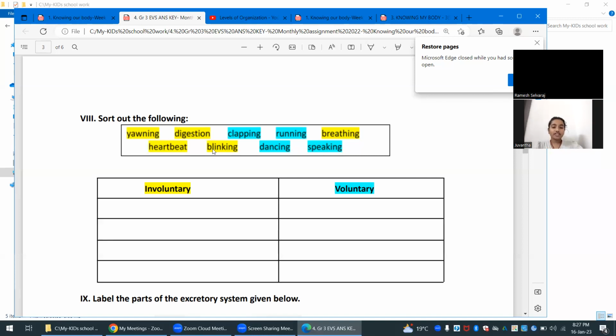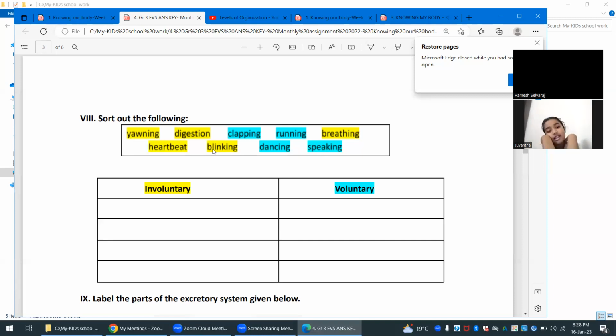Breathing is the same way. We cannot tell our lungs to stop breathing or start breathing. Actually, I don't know when I'm blinking. That's right, that's what is called involuntary. We don't know, but it's happening. Digestion also works the same way.